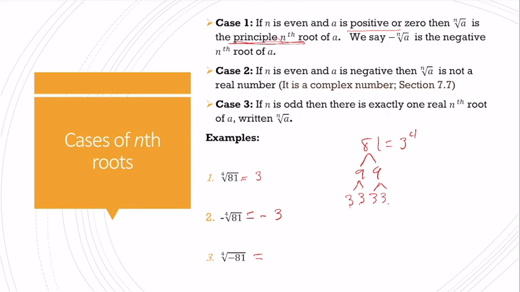Last, the fourth root of negative 81. This is even. This is when case 2 comes into play. This is even. What's under my radical is negative. This is a complex number. And at this time, we are unable to solve these, okay?